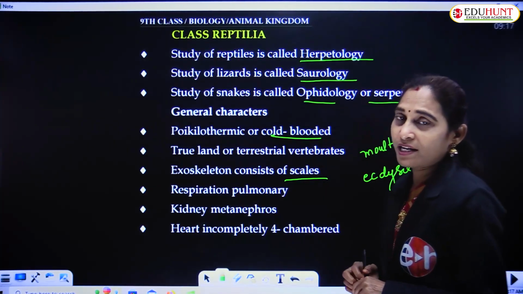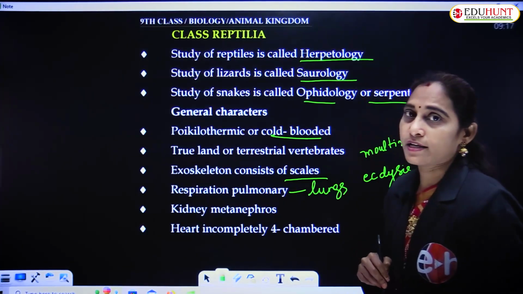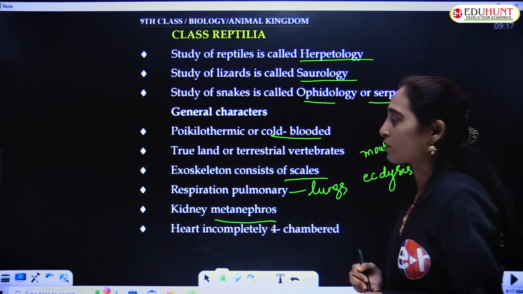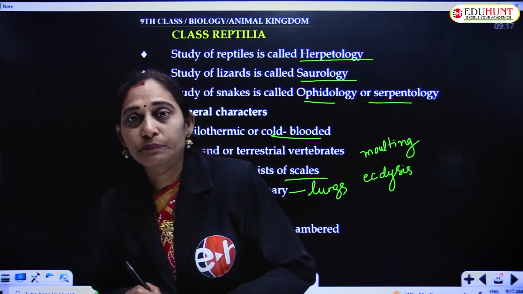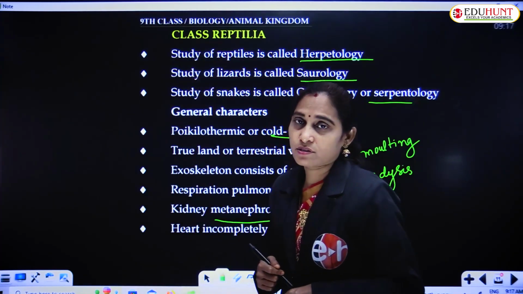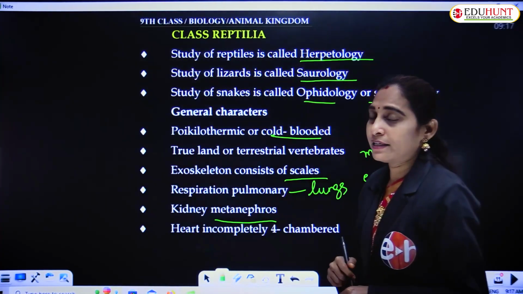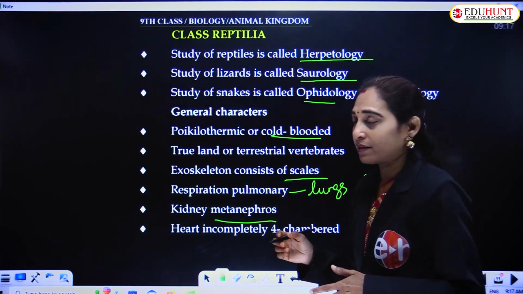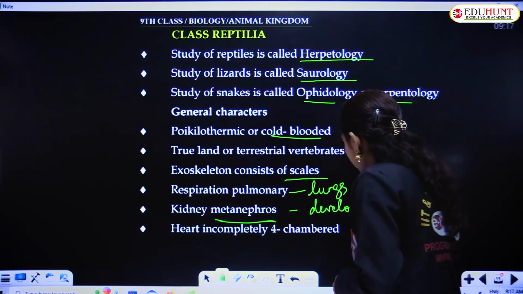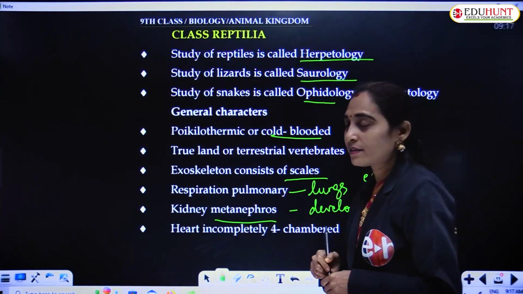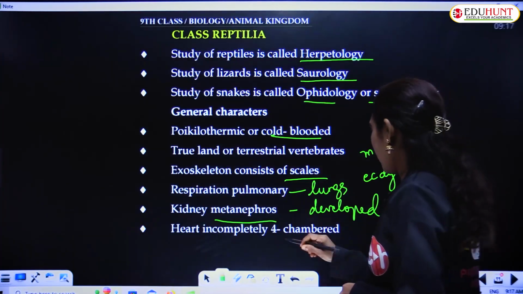Respiration is pulmonary respiration, that is, lungs are the respiratory organs. Kidneys are metanephros. In amphibian animals the kidneys are mesonephros, but in reptilia the kidneys are of metanephros type, that is, they are developed. And the heart is incompletely four-chambered.